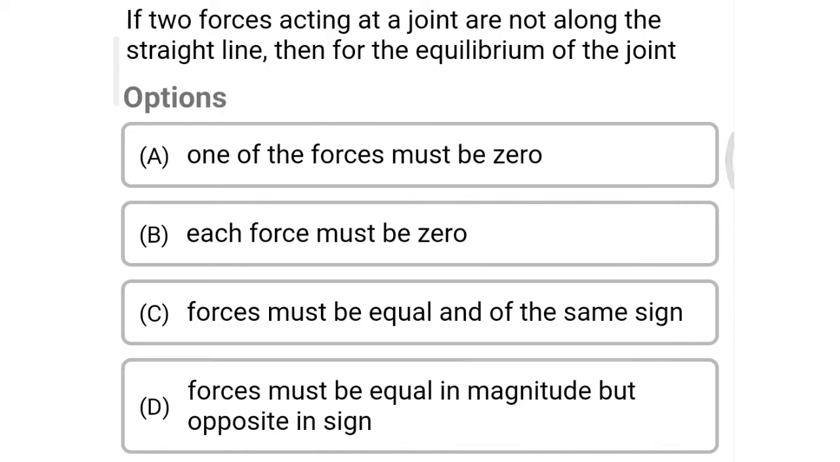Today we are going to see the MCQ of structural analysis in the topic of fundamentals of statically determinate structures. So the first question: if two forces acting on the joint are not along a straight line, then the equilibrium of the joint is option A, one of the forces must be 0; option B, each force must be 0; option C, forces must be equal and of the same sign; option D, forces must be equal in magnitude but opposite in sign. So the correct answer is option B, each force must be 0.